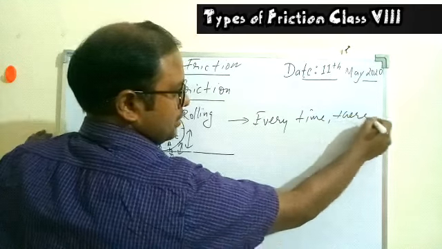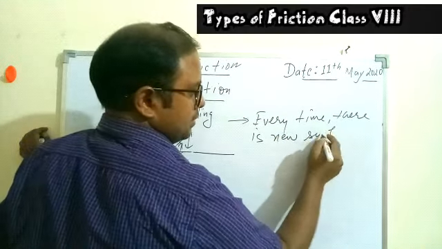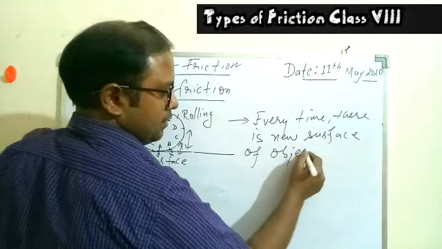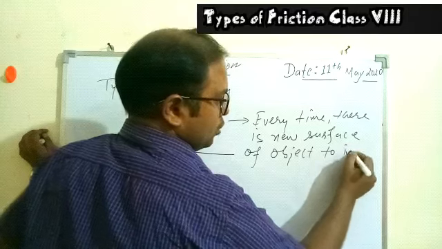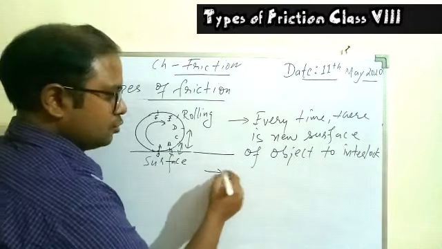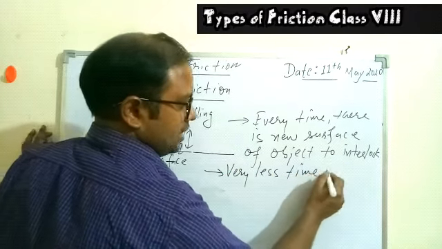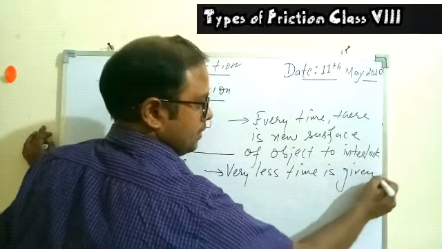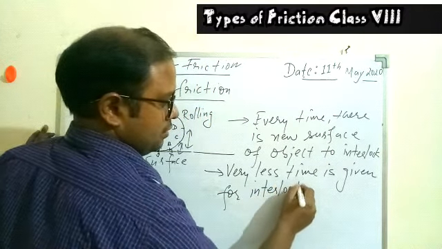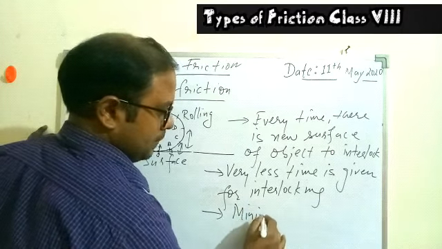So we can say every time there is a new surface of the object to interlock. Very little time is given for interlocking, and hence the friction is minimum.